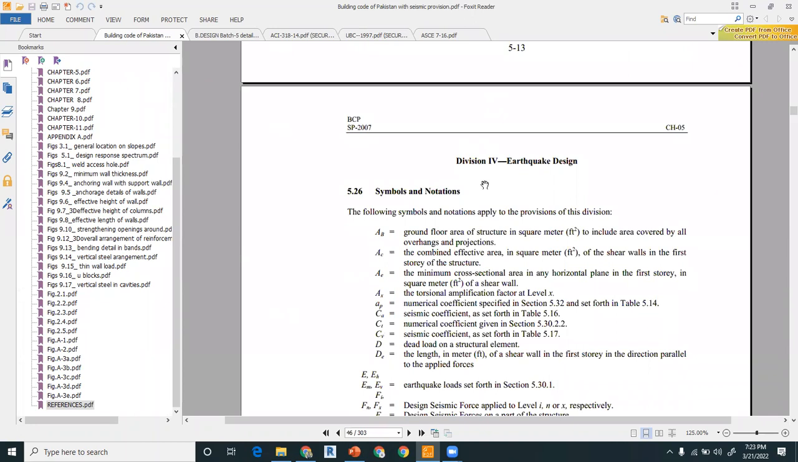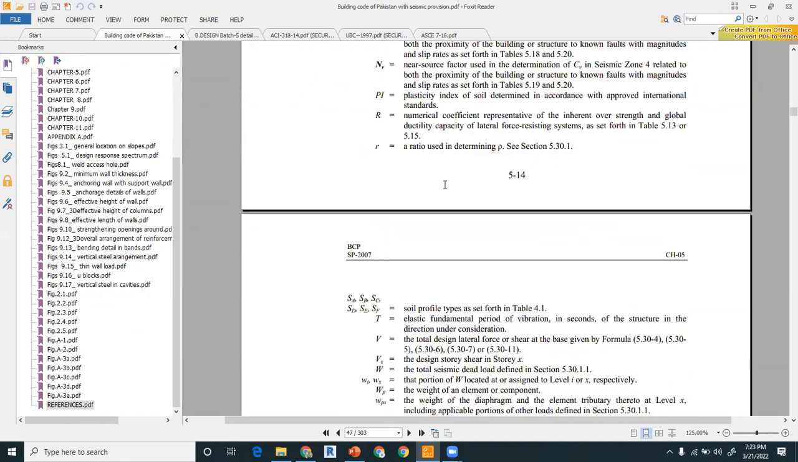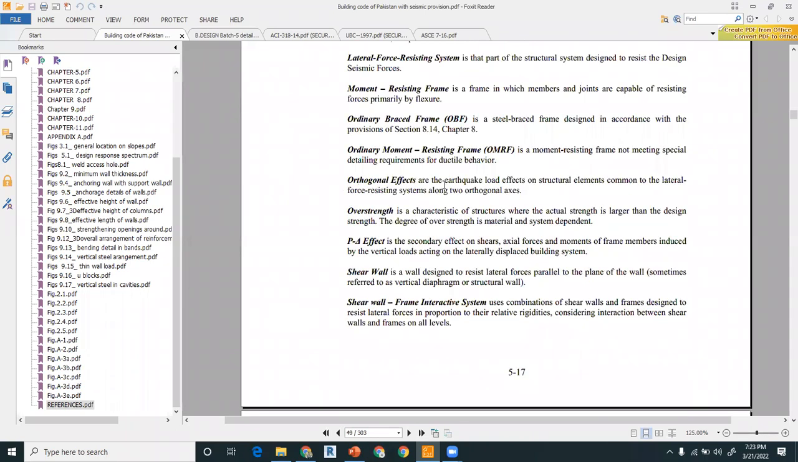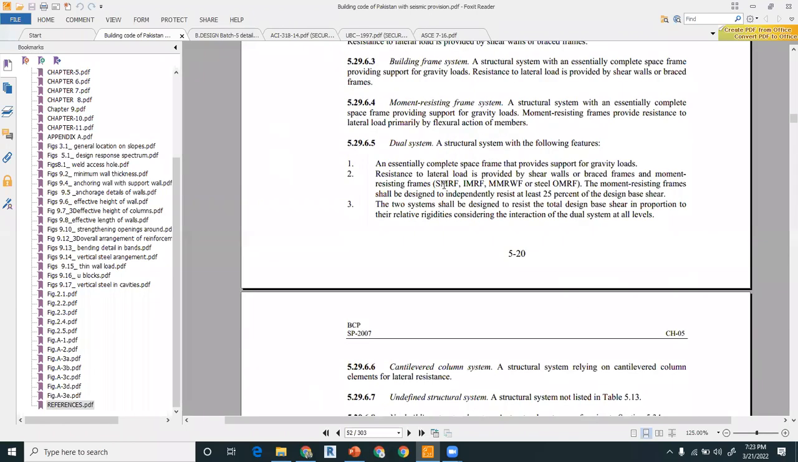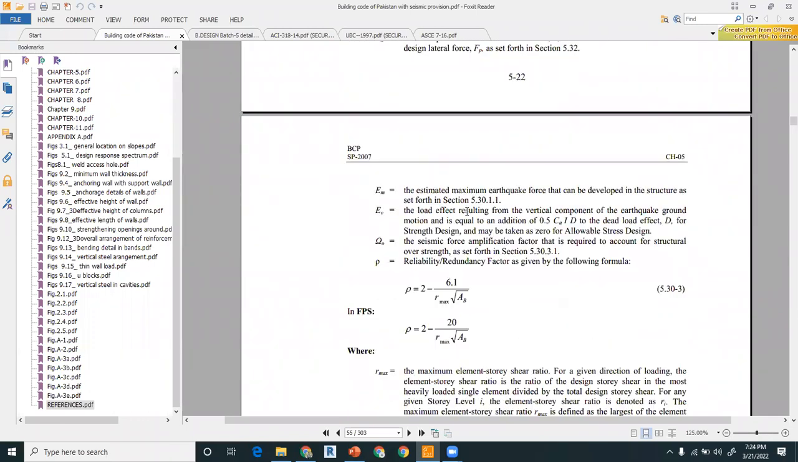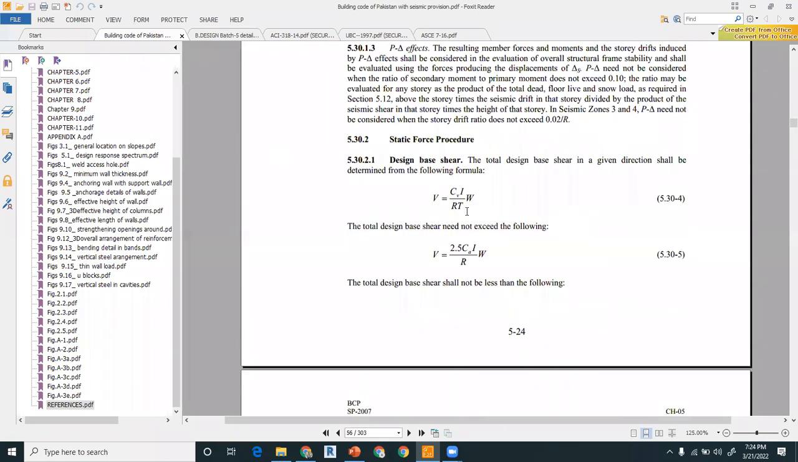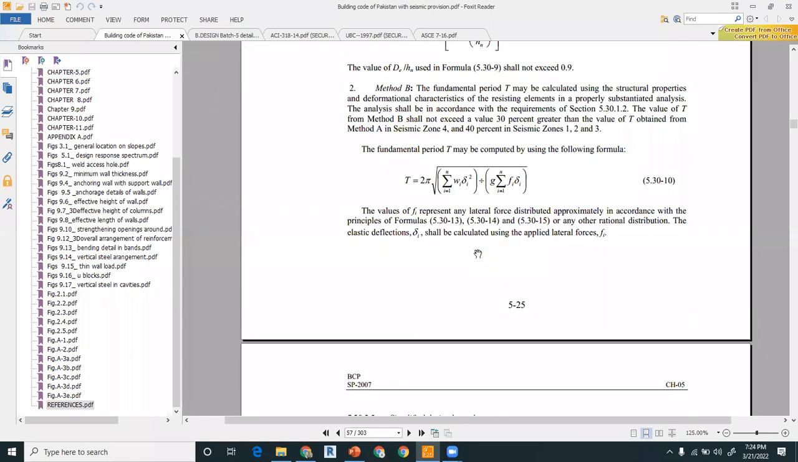And the important part, part 4, in which we are interested, is the earthquake design, in which the first is the symbols and notations, and then it will give you how you will find the base shear, what is the procedure for the equivalent static force procedure, right? What is the design base shear, how you can find it manually, because this calculation is done in ETABS. ETABS will give you automatically the final value of the base shear, right?